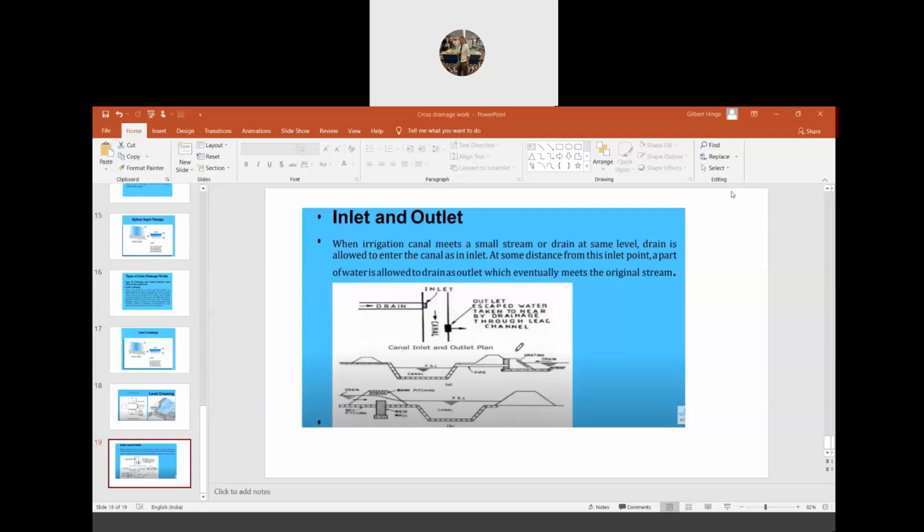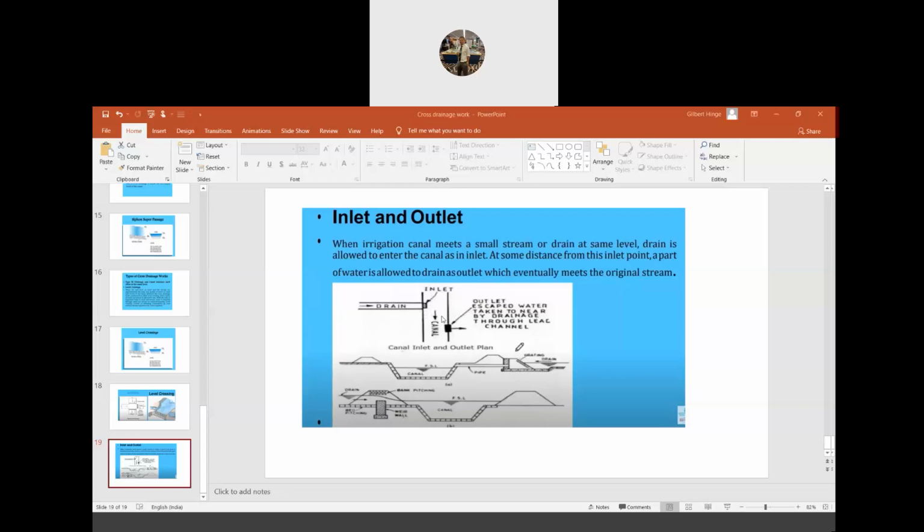Okay, so here inlet and outlet, what happened here? Let me read. When the irrigation canals meet a small stream, a small river, the canals have to meet this small stream or small river. So here what we do is make some kind of a pipe to allow the water that is coming from the small stream or small river to come and mix with the canal.